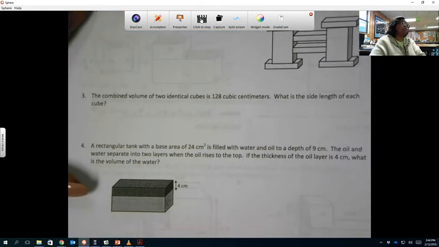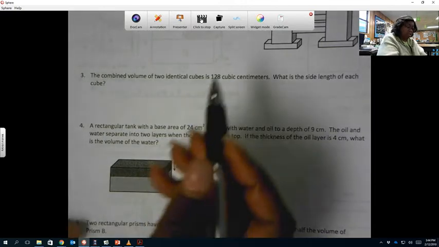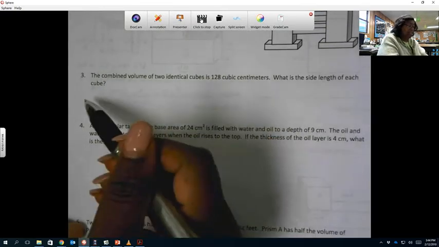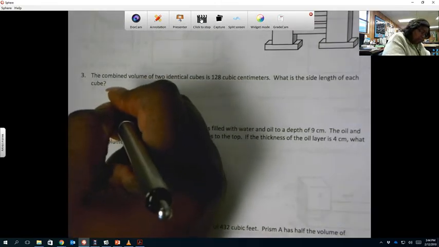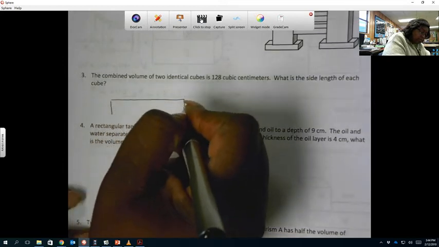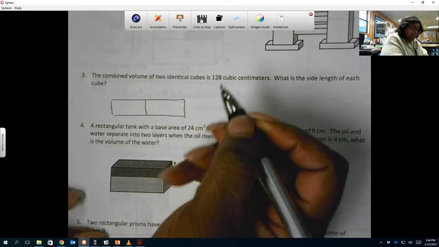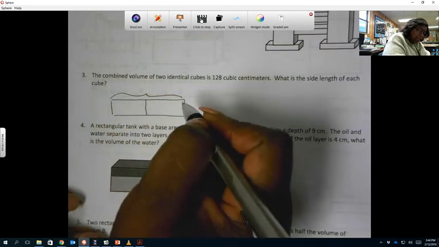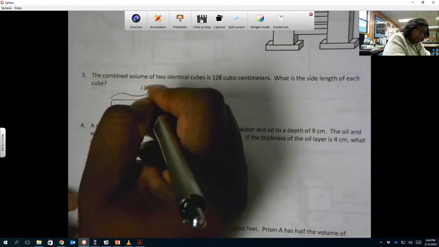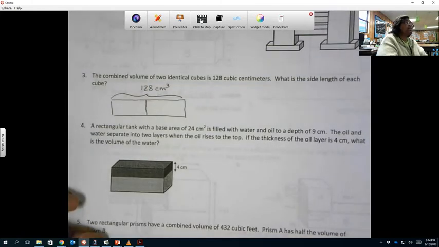Number 3 says the combined volume of two identical cubes is 128 cubic centimeters. What is the side length of each cube? Well, I know that I have two cubes. You're saying that doesn't look like a cube. That's okay. This is just a representation. And I know the combined volume is 128 cubic centimeters. That's going to be important.